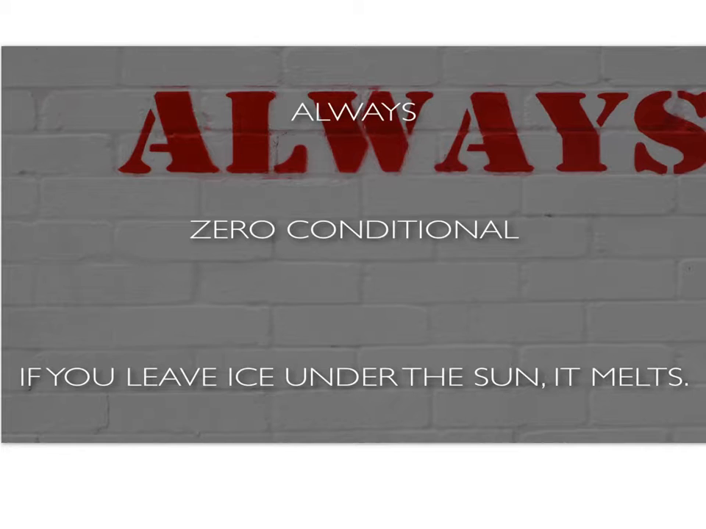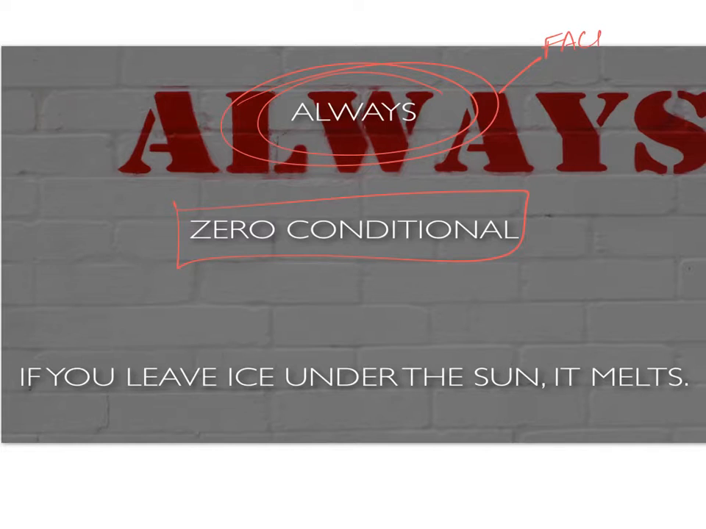The first conditional that we have is zero conditional. Well, you know that zero conditional is used to express that whenever I have a condition, I always have that result. That's because we use it for facts. A fact is something that, you know, is always like that.